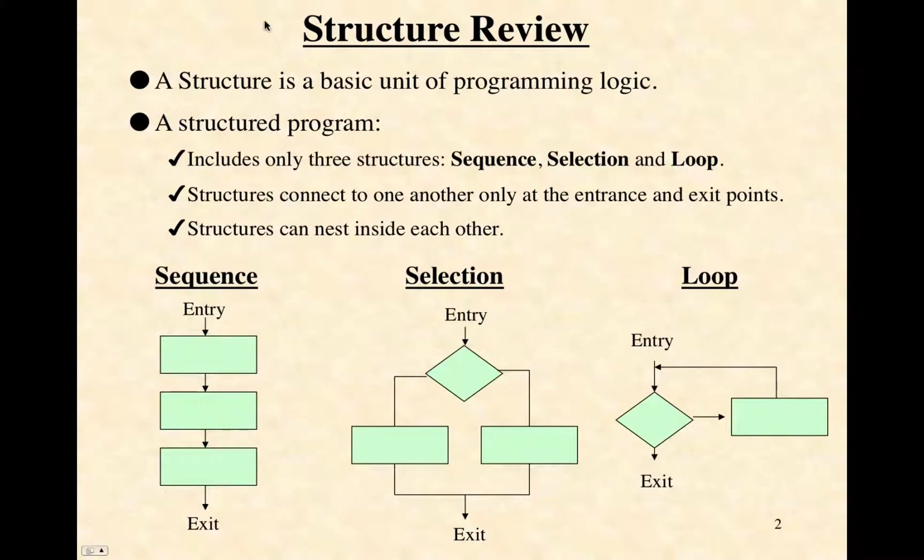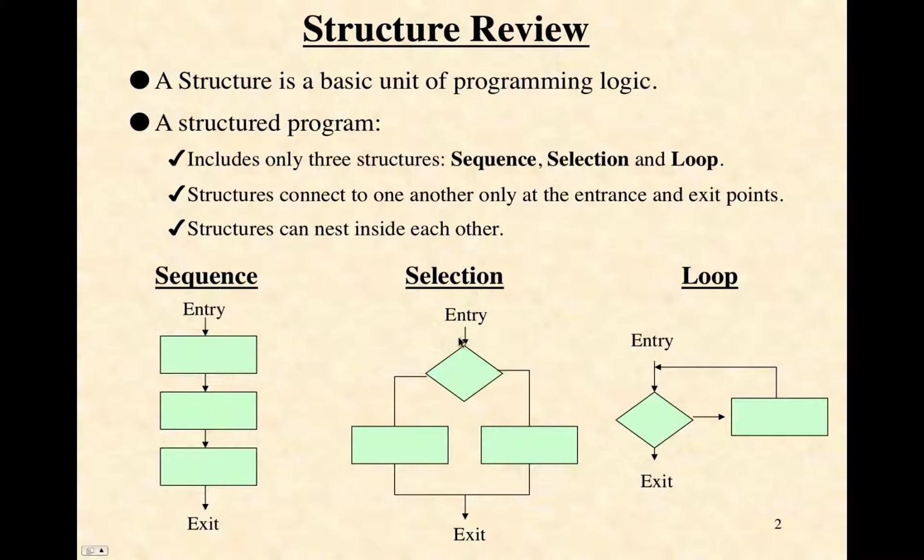This is just the review of structures we have done so far. Sequence structure: you enter the computer program, you do one statement, next, next, and you keep doing it until you reach the end of the program. The Walmart coin machine program we did was of that nature.